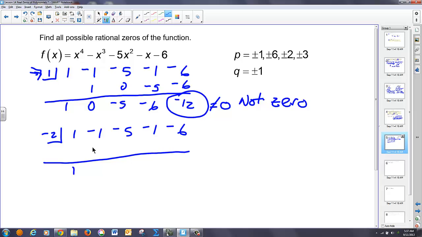Put in a 1. Get out a -2. -3. Multiply, get a 6. Get a 1. Again, -2. -3. Multiply, get a 6. Now notice in this case, I get a 0, which means this is a factor and a 0. So one of my rational zeros is a +2, or I'm sorry, a -2.